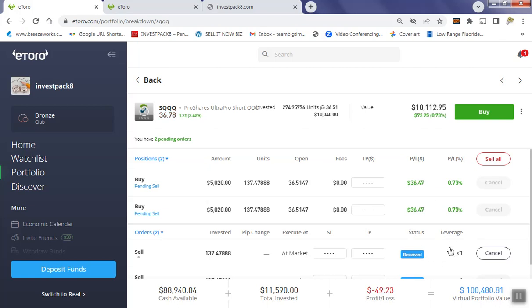Okay, so our account is $100,481. We still got cash available if I want to go and buy some more. I invested $11,000. It was 15. This was 11,590. So it was 15 and change, but remember one of them did sell. Okay, so we're waiting for another 5,000 to sell. We'll be in good shape, guys.